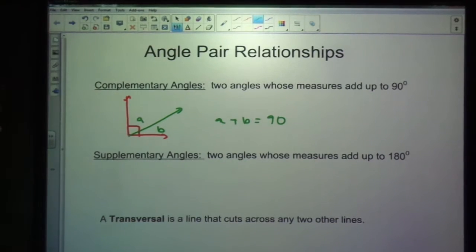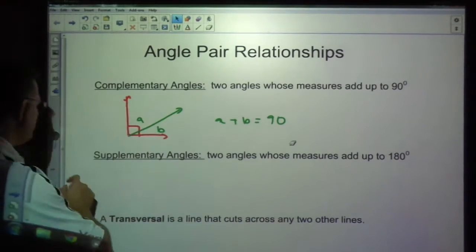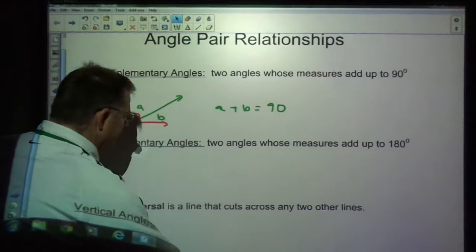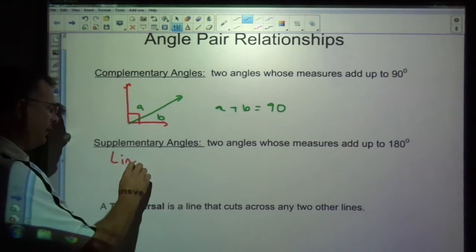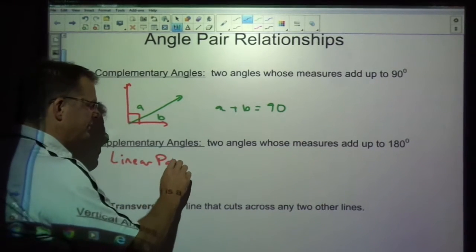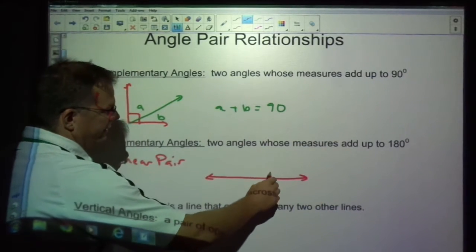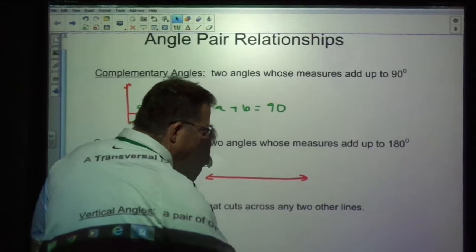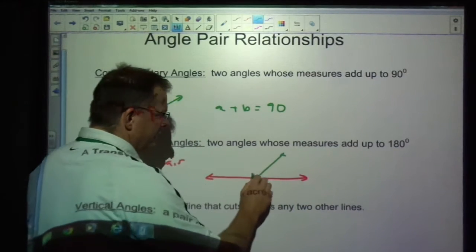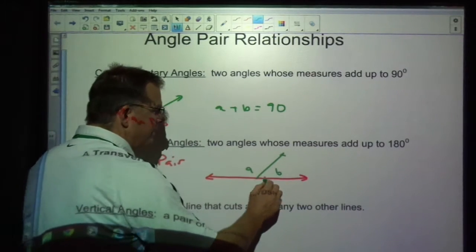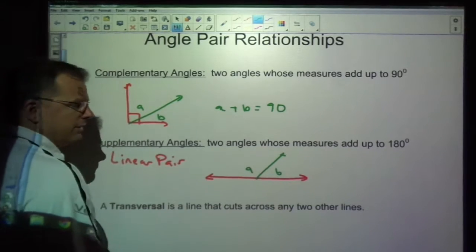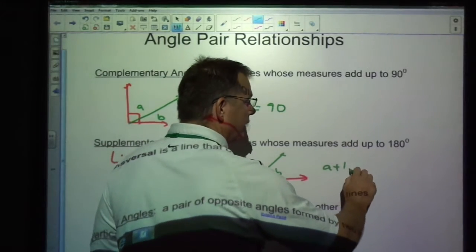Supplementary angles are ones that add up to 180. Usually they're also called a linear pair, and that is if they together make a straight line. We know this is 180 degrees altogether, so if we have an angle A and an angle B here, this angle plus this angle together must be 180.